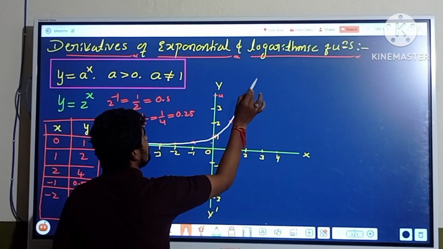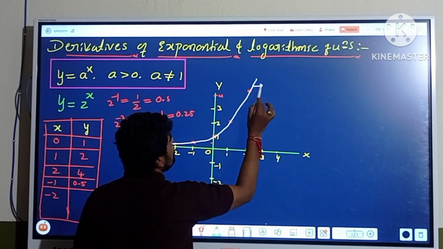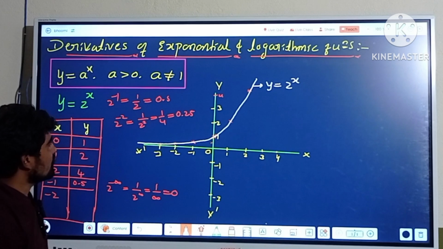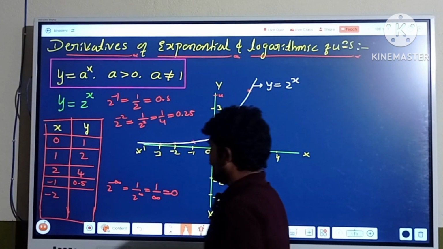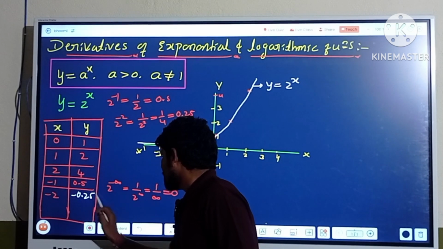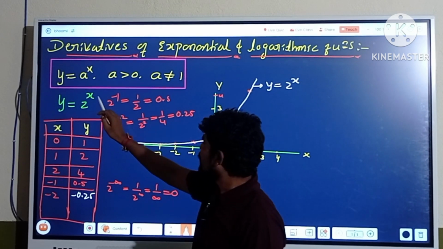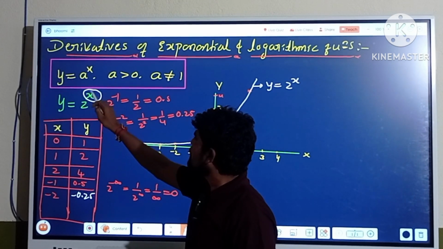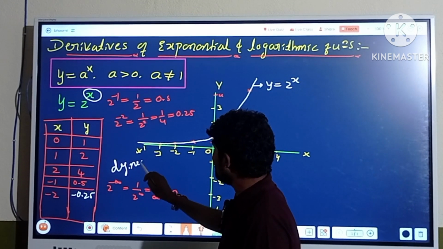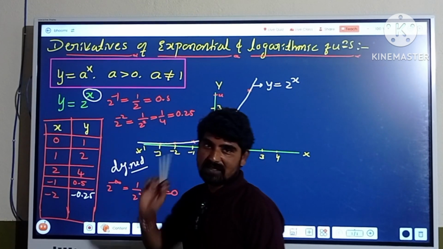So this is the nature of the graph of what? y is equal to 2 power x. Now observe here, when we are taking the value of x, for all values of x this function is defined. So for any value of x, 2 power x is defined.